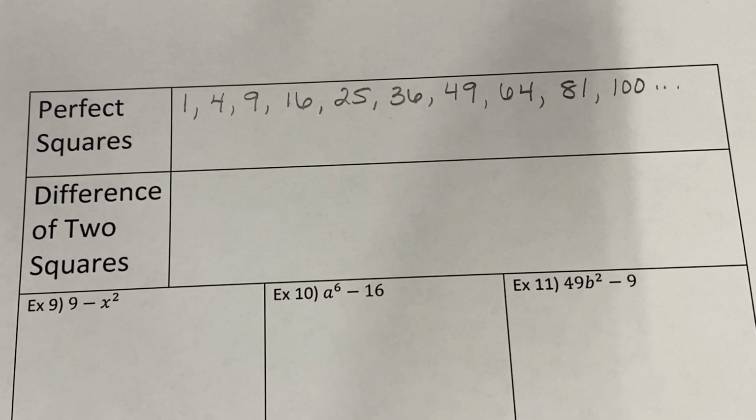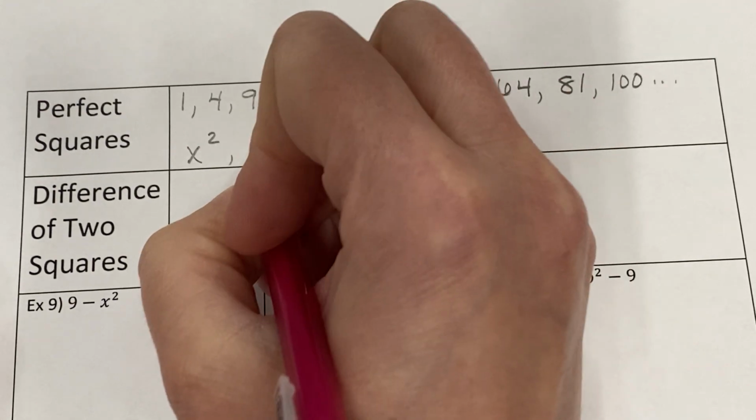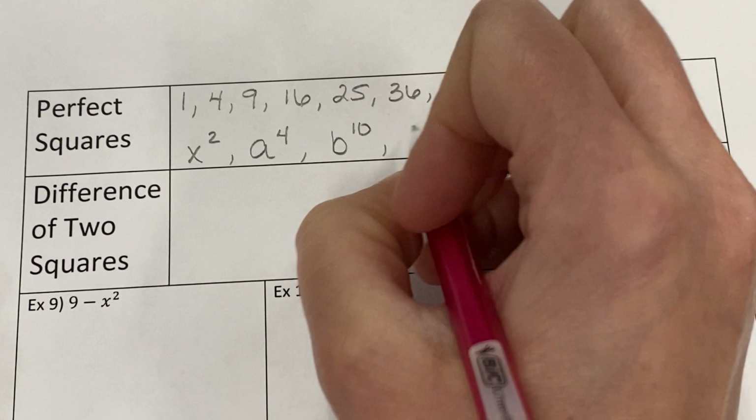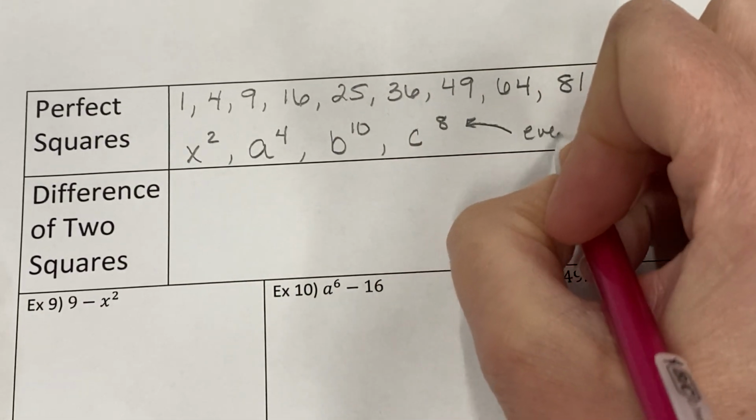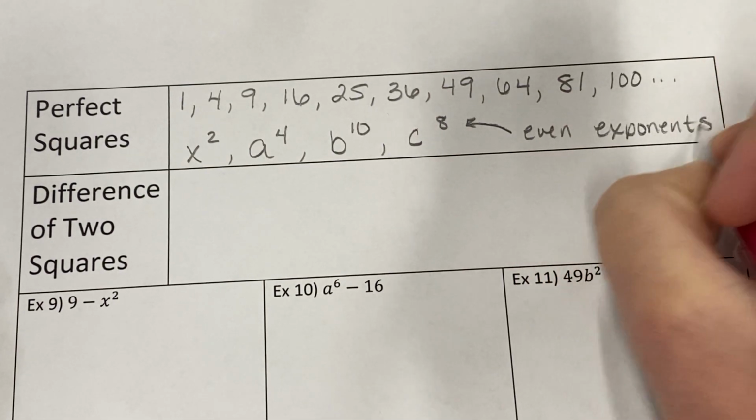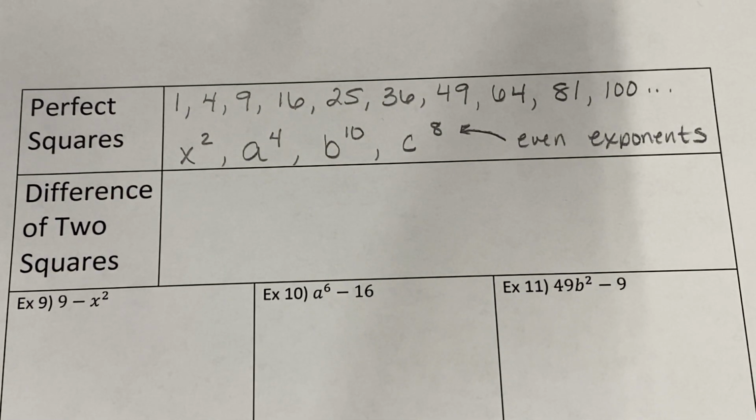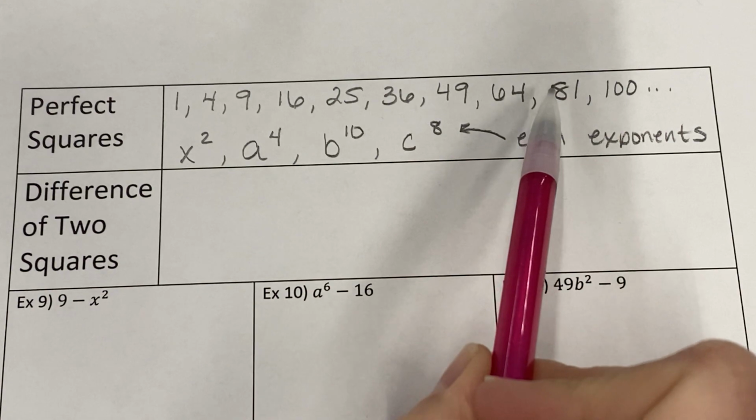If we talk about variables, here are some examples of perfect square variables, like x squared, or a to the 4th, or b to the 10th, or c to the 8th. What we really have here are even exponents. Okay, so now you have to be able to recognize what a perfect square is. So you might have one of these coefficients and then one of these variables, or just the coefficient, or just the variable, okay?